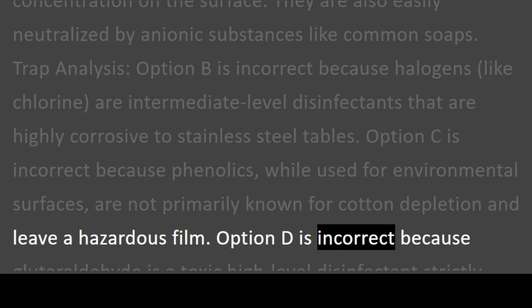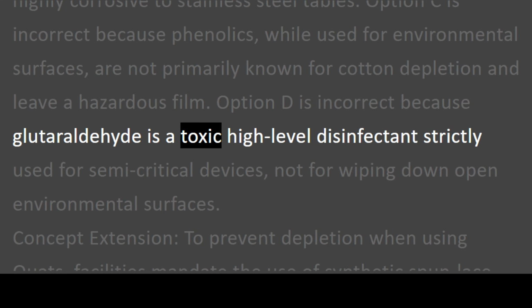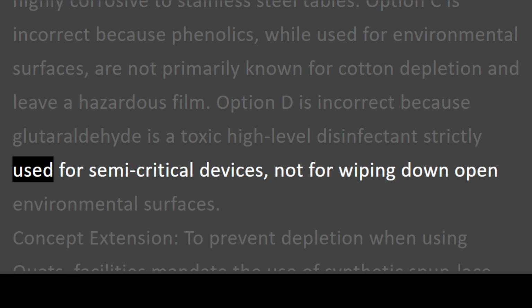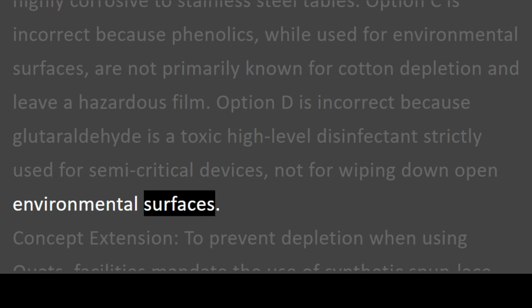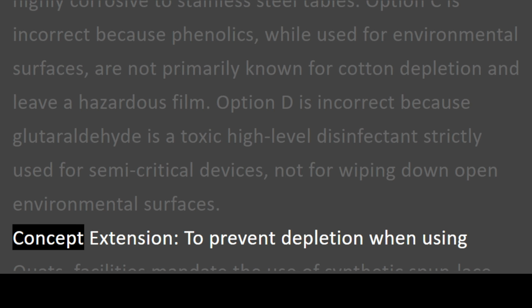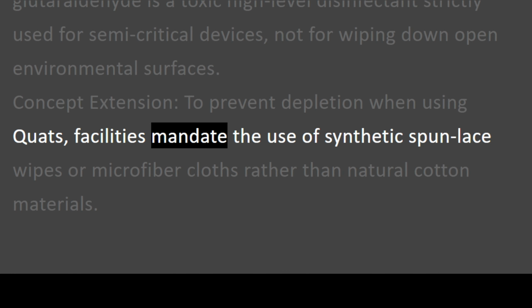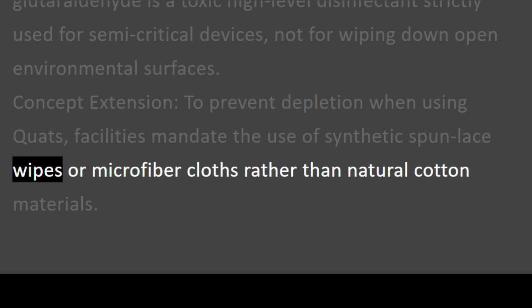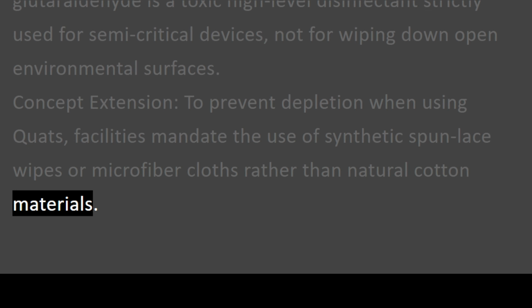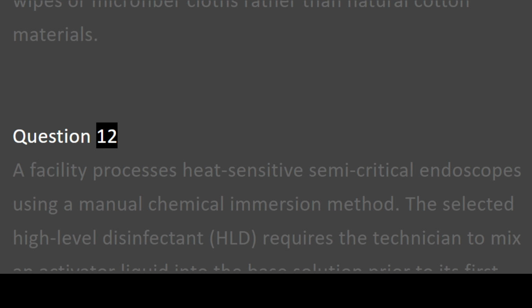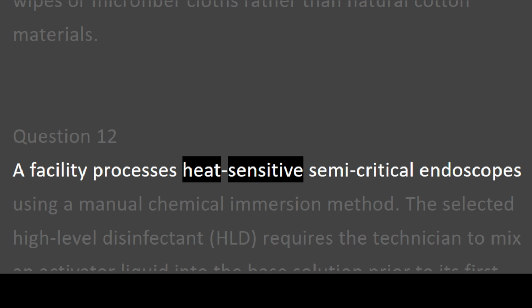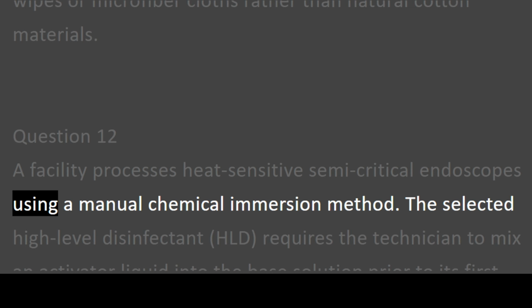Option D is incorrect because glutaraldehyde is a toxic high-level disinfectant strictly used for semi-critical devices, not for wiping down open environmental surfaces. Concept extension. To prevent depletion when using quats, facilities mandate the use of synthetic spunlace wipes or microfiber cloths rather than natural cotton materials. Question 12. A facility processes heat-sensitive semi-critical endoscopes using a manual chemical immersion method.